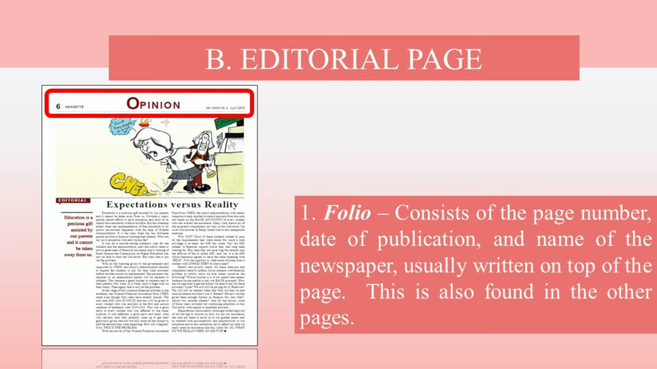1. Folio. Folio consists of the page number, date of publication, and name of the newspaper, usually written on the top of the page. This is also found in other pages. As you look on the campus paper, the folio is found at the top of the page.